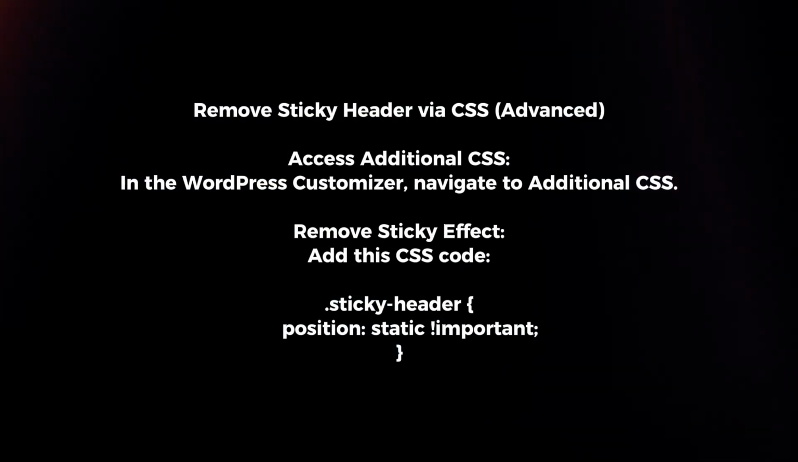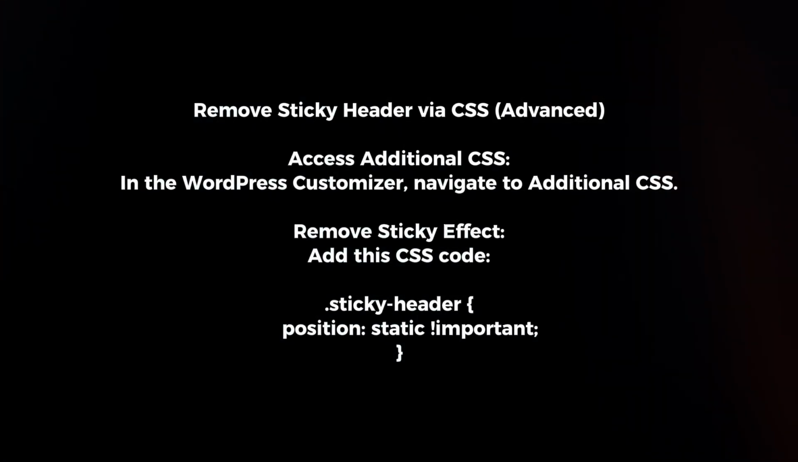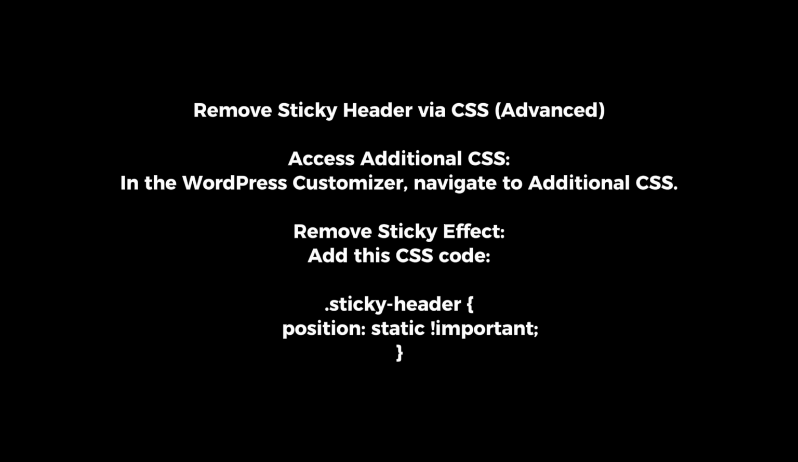Remove sticky header via CSS. Access additional CSS. In the WordPress customizer, navigate to additional CSS. Remove sticky effect. Add this CSS code. Save changes. After making these adjustments, click Publish to save the changes.